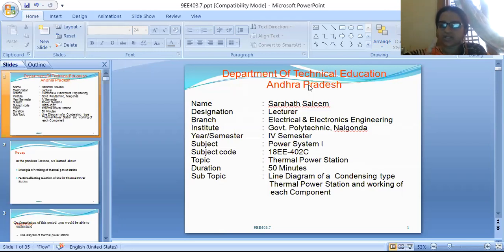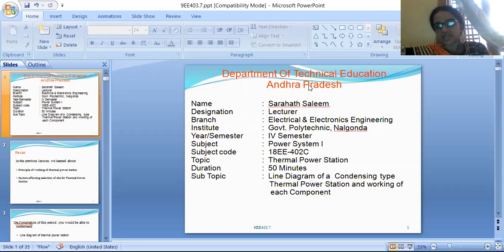Next, how the area should be chosen and what facilities it should have. What are the disadvantages of this thermal power station, and what harmful effects we will come to see by using it? What harmful effects are there, and how to reduce them, I have also told.